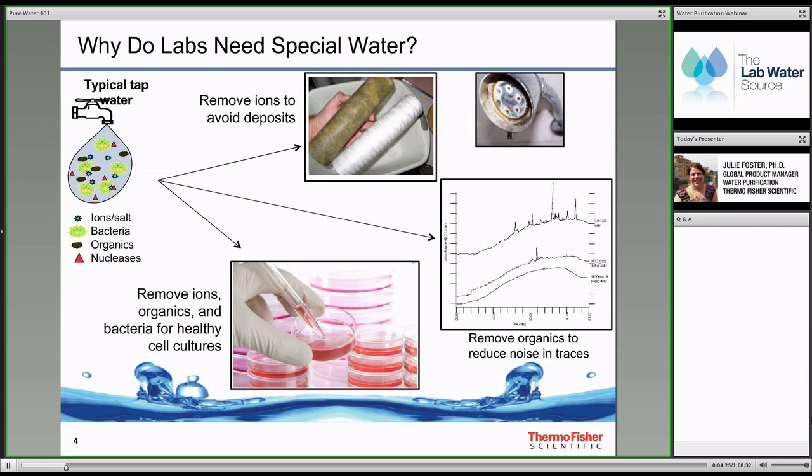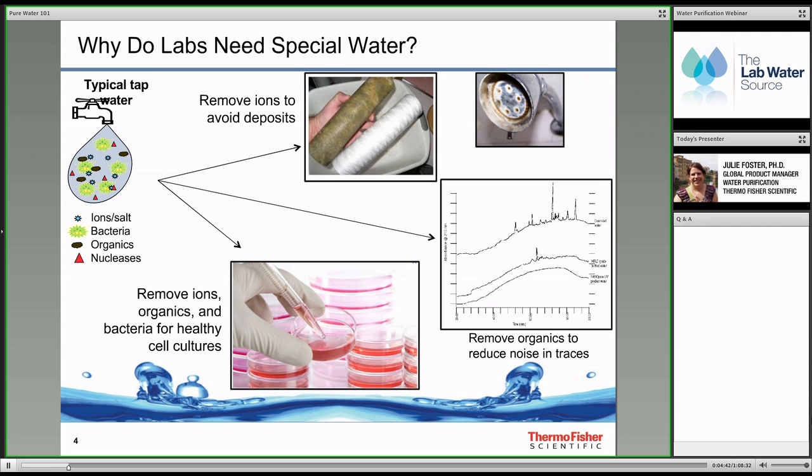So let's just kick this off by thinking about why a lab would need special water. And when I say special water, I'm asking the question, why don't we just use tap water? If it's safe enough for all of us to drink, why aren't we using it more in the lab?